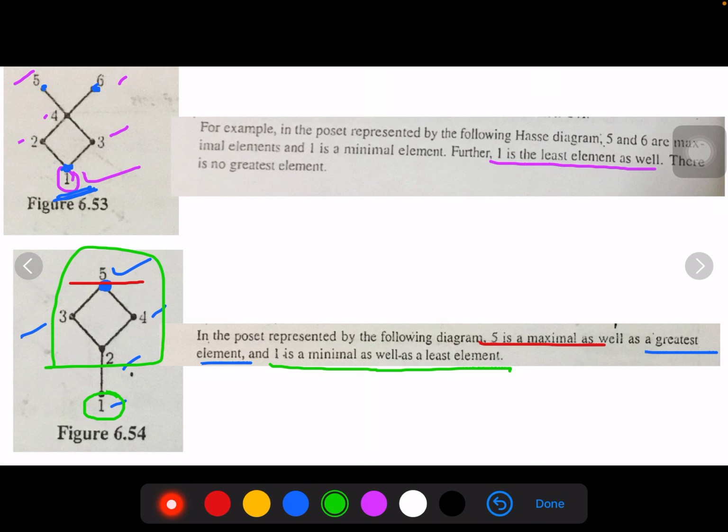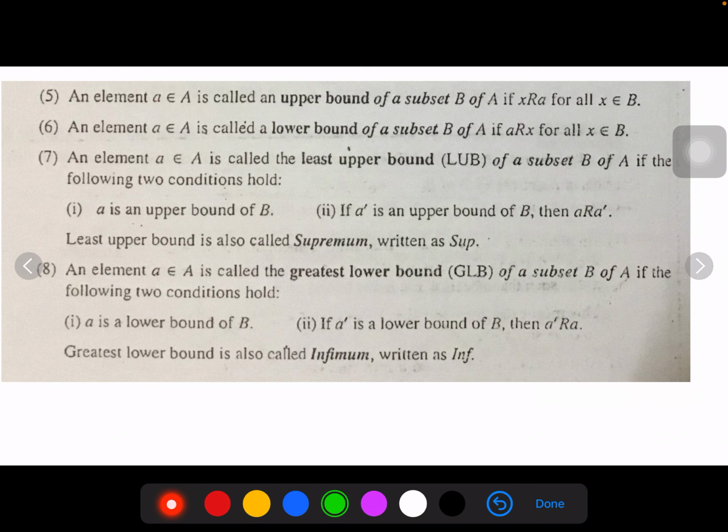With this you have to find out for any Hasse diagram. After finding all this, there are a few more terminologies to understand. What is the upper bound of a subset B of A? What is the lower bound of a subset B of A? And least upper bound and greatest lower bound. So this is a very generic definition that you have to understand with the symbols.